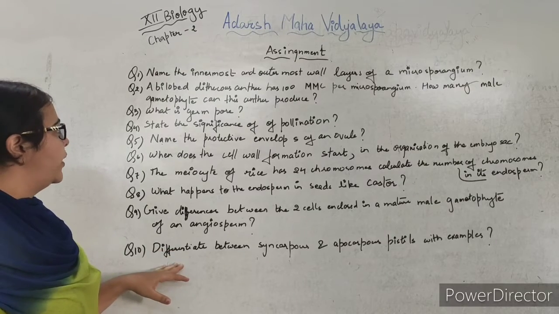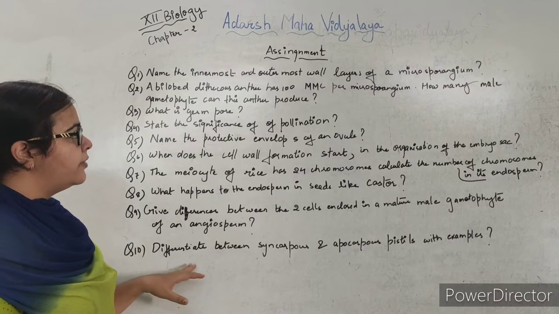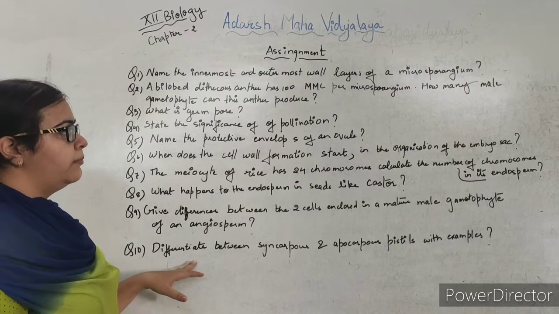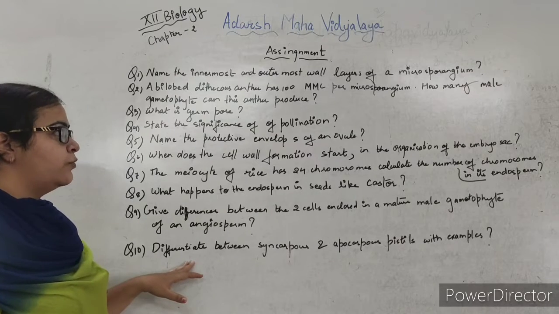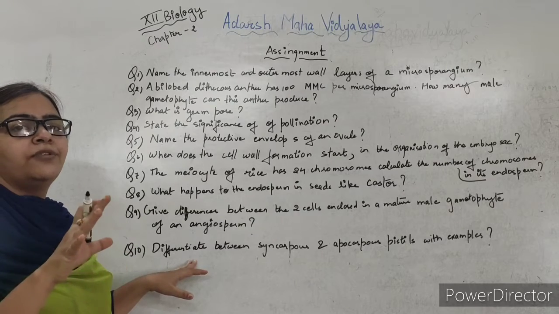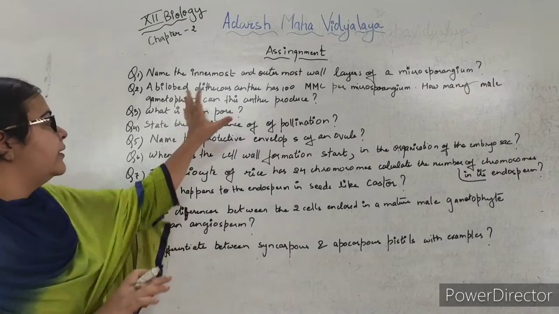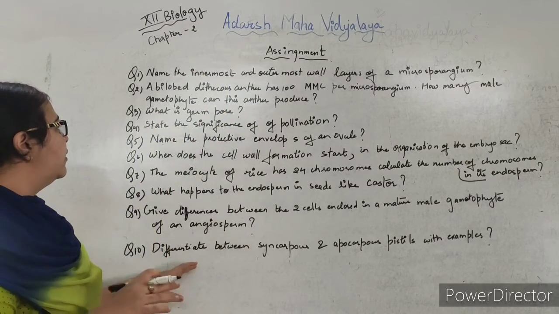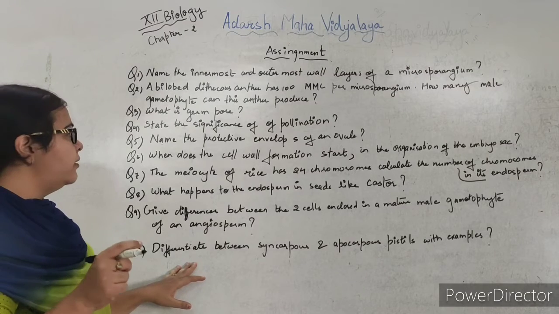of the microsporangia. Second, a bilobed dithecous anther has 100 microspore mother cells per microsporangium. How many male gametophytes can this anther produce? So here you have to calculate the entire amount of gametophytes produced by the anther, and all the details are given in this question. Question number 3, what is germ pore? Here you just have to define the germ pore.